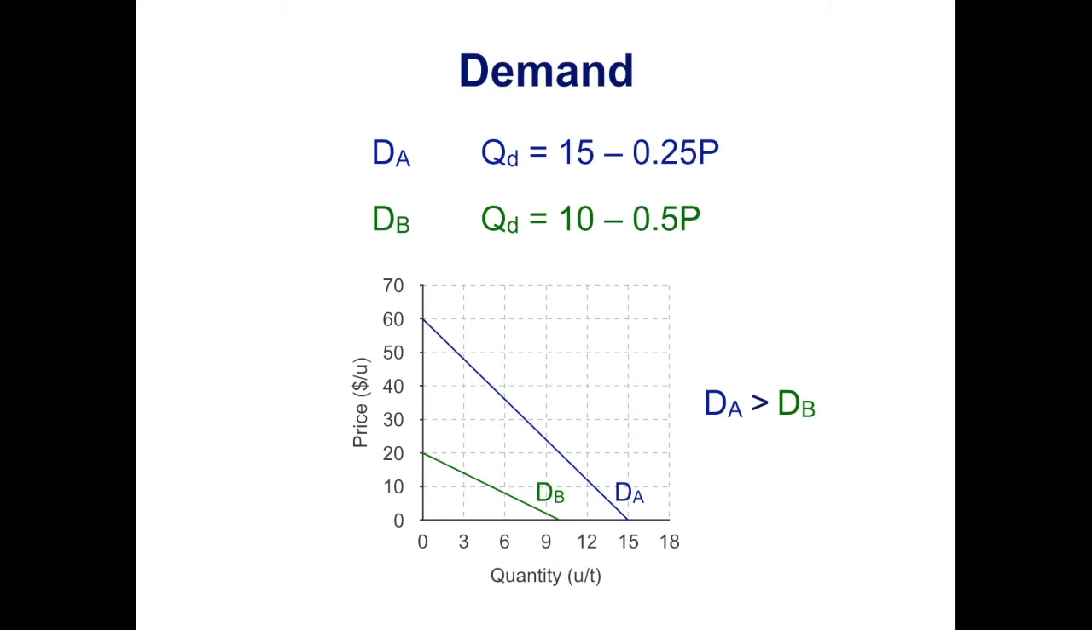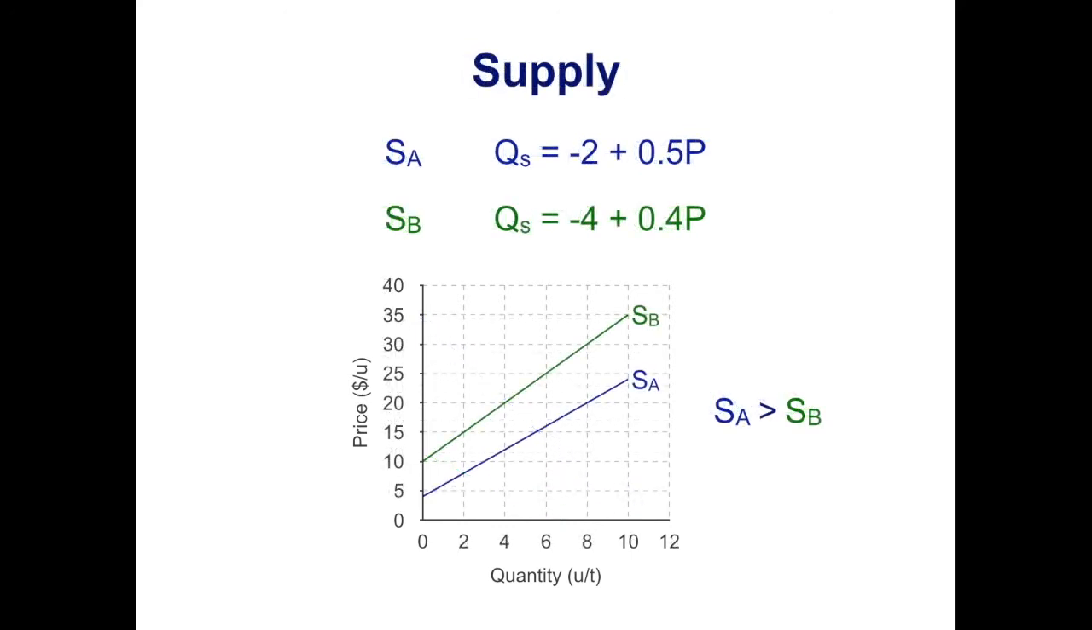Here we have two demand equations. We have individual A and individual B. And looking at these two equations, and particularly looking at the graph, we see that person A has a higher demand than person B. With respect to supply, we can see that supplier A has a higher supply than supplier B.